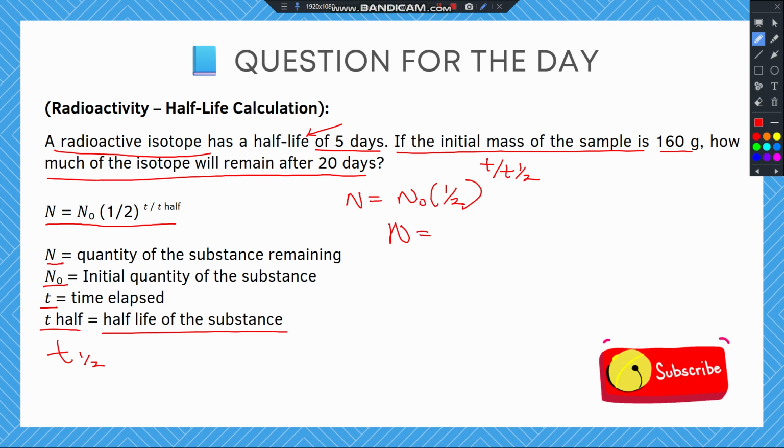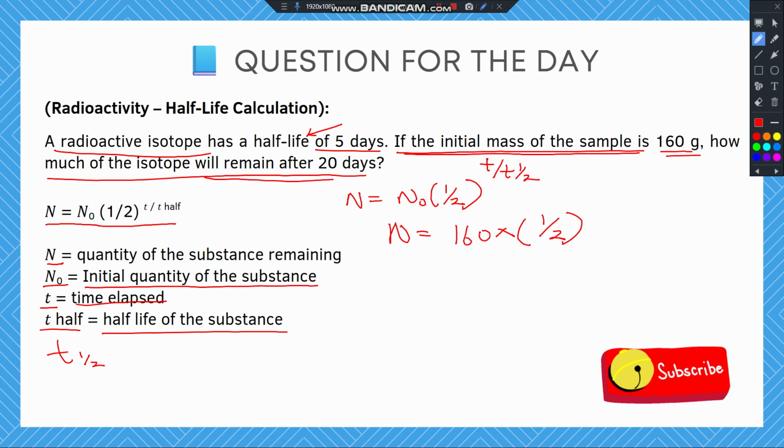N will now be equal to N naught, which refers to the initial quantity of the substance, and they said that the initial mass of the sample is 160 grams. So we have 160 multiplied by 1 over 2 raised to the power of T. T stands for time elapsed, and they said from the question how much of the isotope will remain after 20 days. So the time elapsed is 20 days. So we have raised to the power of 20 divided by the half-life. They said the substance had a half-life of 5 days, so we have 20 over 5.